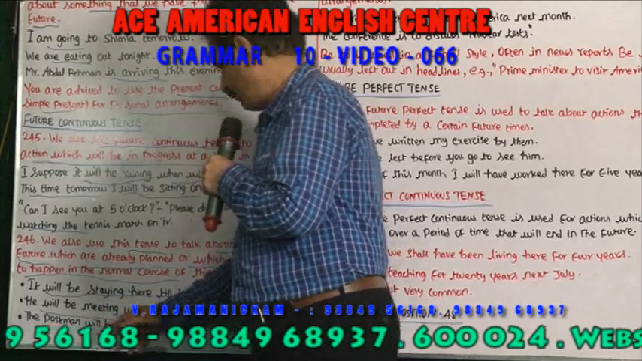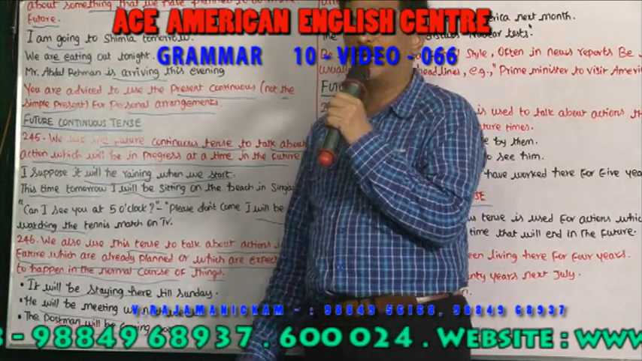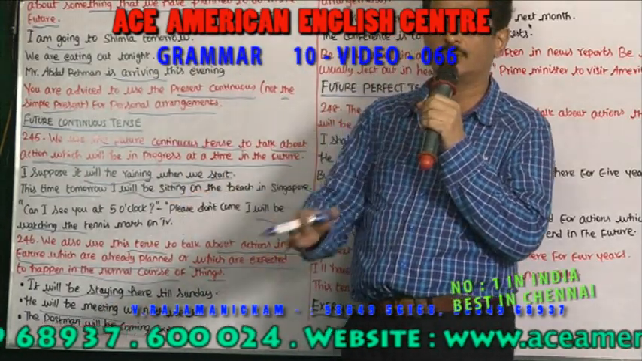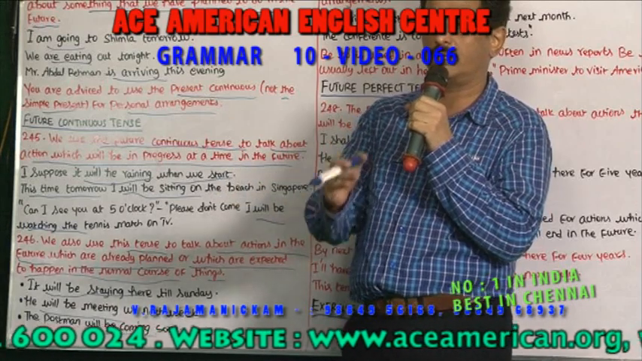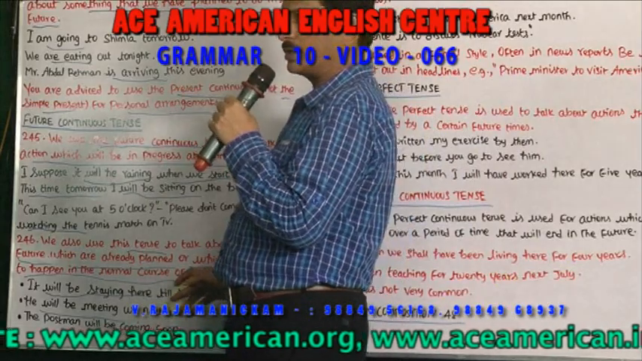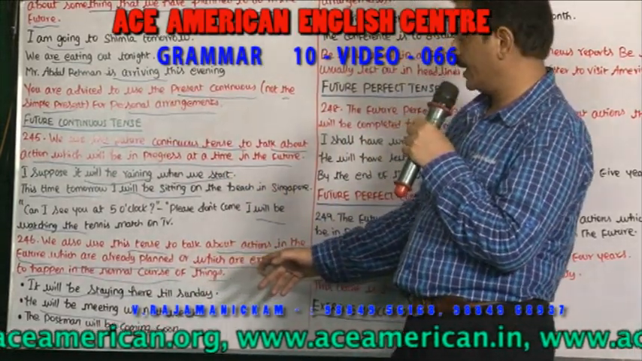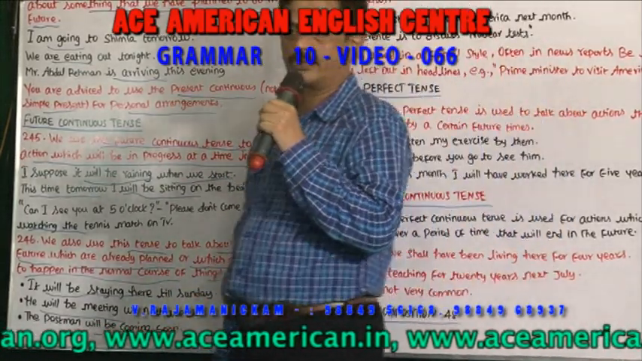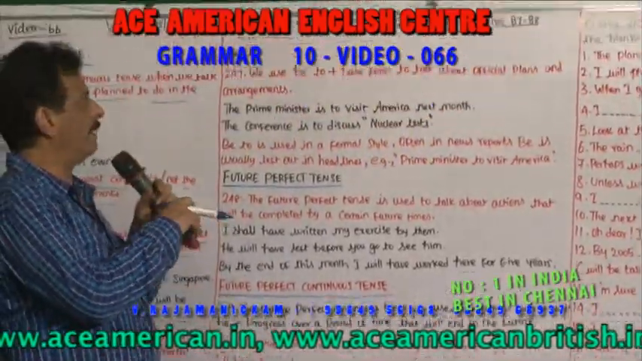The postman will be coming soon. The postman will be coming soon means it is in the due course of time. Every 12 o'clock he will be coming. So the postman will be coming soon. It is because of the due course of events, the normal course of things, that you are using future continuous.